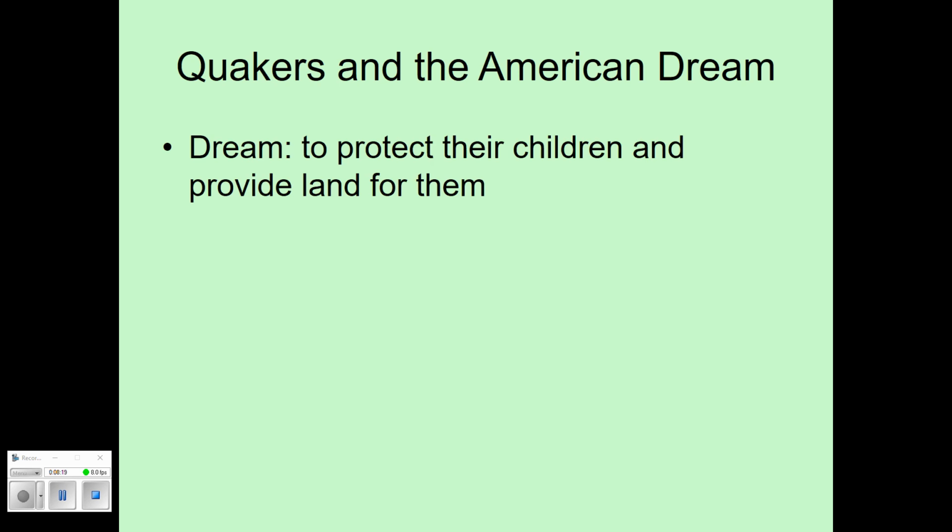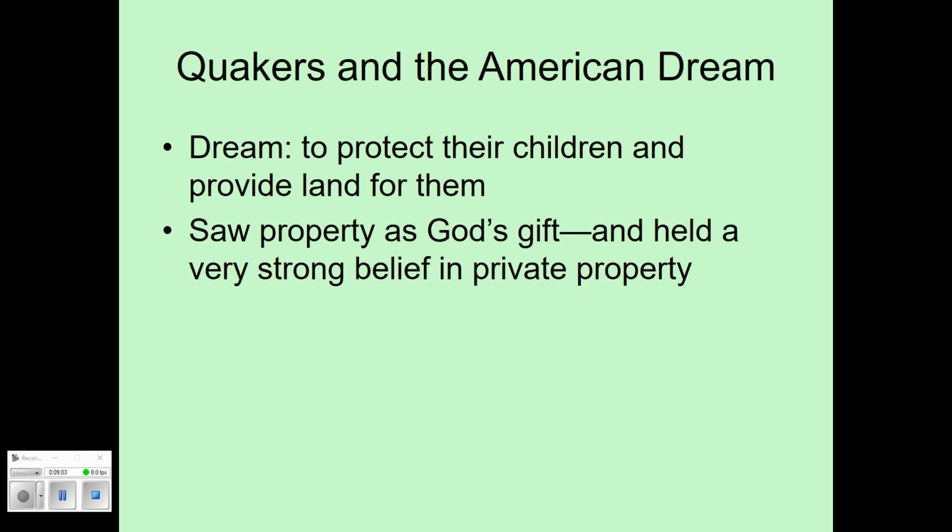Now, their dream was to protect their children and provide land for them. The Quakers were not very well off financially in England, not as well off as the Puritans were, for example. And they were worried that they didn't have enough land to divide it up among their male sons, so that those sons were starting to drift away from the unity of the Quaker community. They were losing their religious and cultural connections to their parents, and they wanted to be able to provide land to protect those values. They saw property as God's gift.